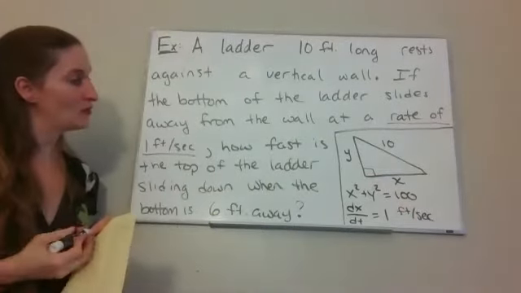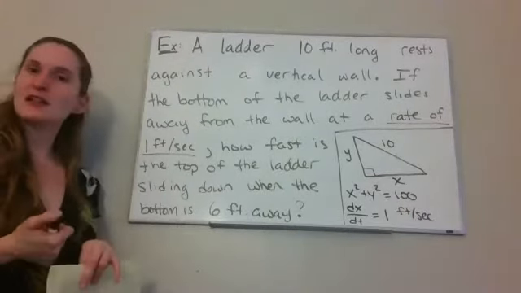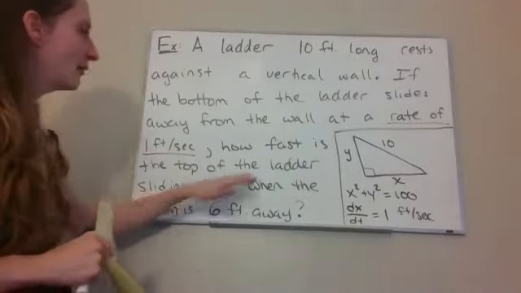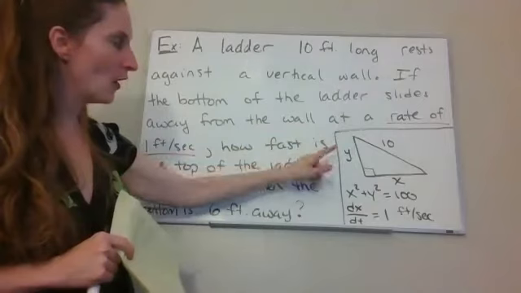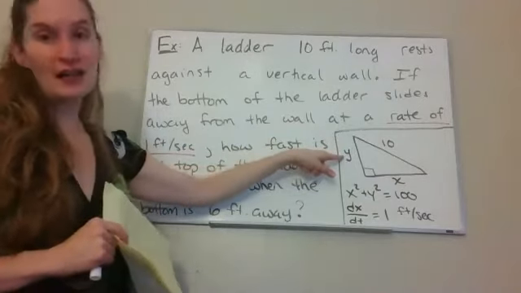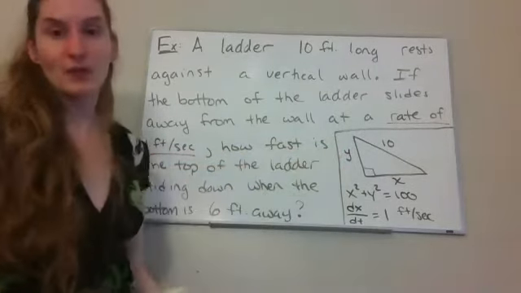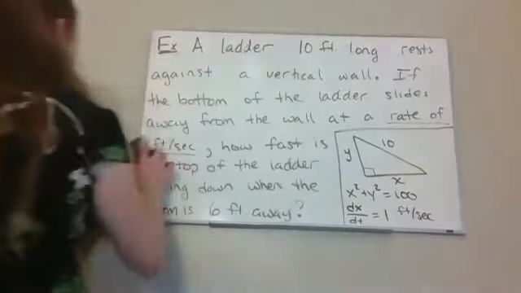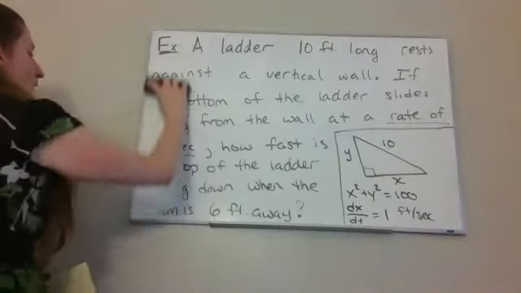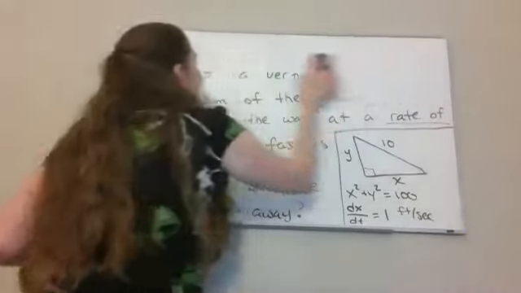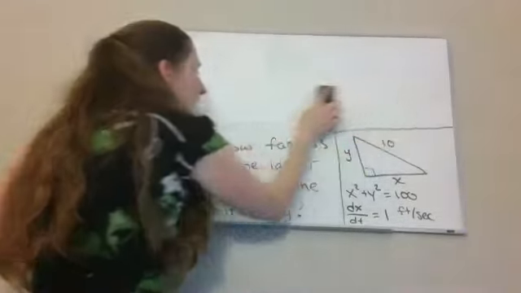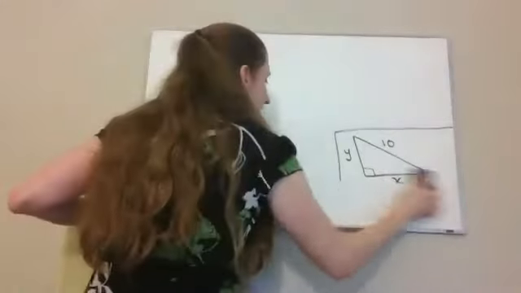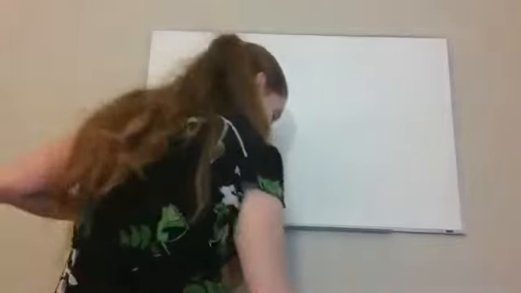And then all we have to do is figure out what it is we're trying to find. We want to know how fast the top of the ladder is sliding down the wall. That's going to be my dy dt. And then I'll just have to plug a bunch of stuff in. So let me erase all of the words, and we will set up the whole problem and solve it.